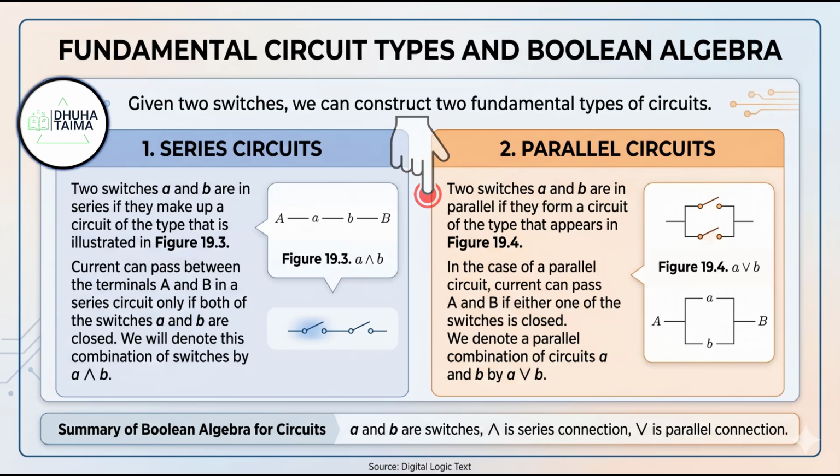Two switches A and B are in series if they make up a circuit of the type that is illustrated in figure 19.3. Current can pass between the terminals A and B in a series circuit only if both of the switches A and B are closed. We will denote this combination of switches by A and B. Two switches A and B are in parallel if they form a circuit of the type that appears in figure 19.4. In the case of a parallel circuit, current can pass between A and B if either one of the switches is closed. We denote a parallel combination of circuits A and B by A or B.